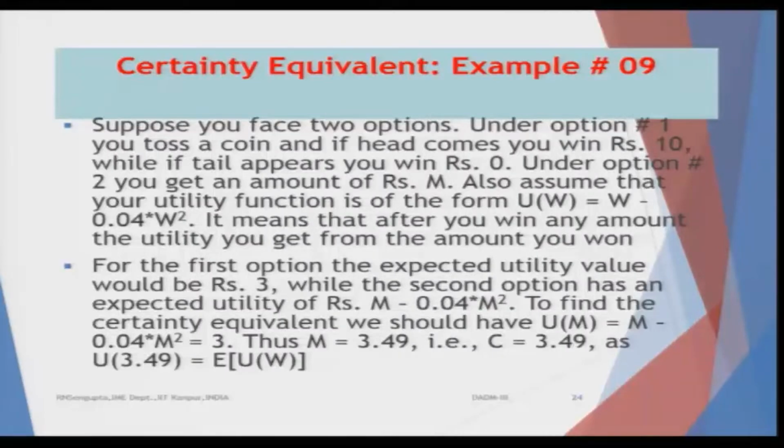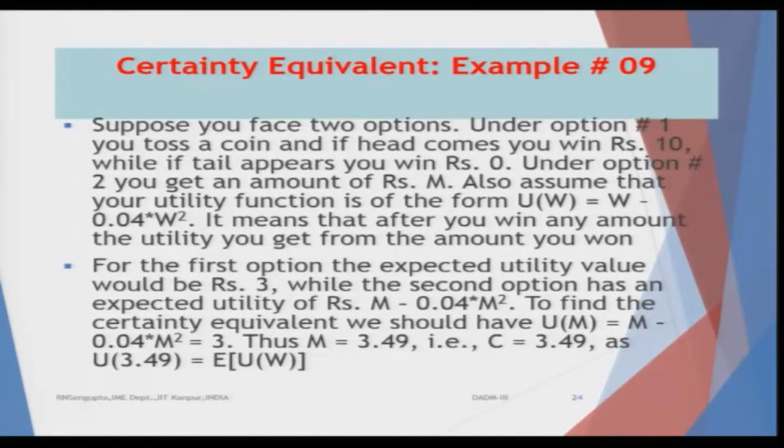Now, mark my words: this holds if your utility function is the same. If your utility function is different, obviously the m value will change, hence the value to be kept on the table will change accordingly. The certainty value will depend on the utility function, on the risk aversion, risk loving or risk indifferent property of the decision maker who is going to take the decision. For the first option, the expected utility value would be 3; you can find this by putting the values into the equation.